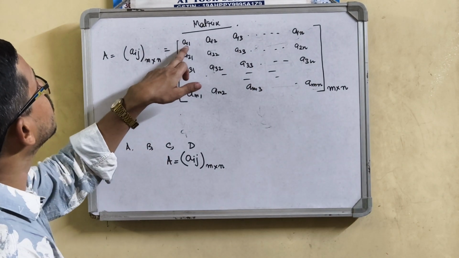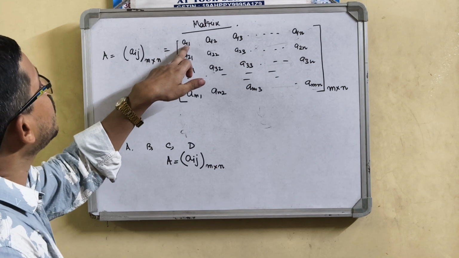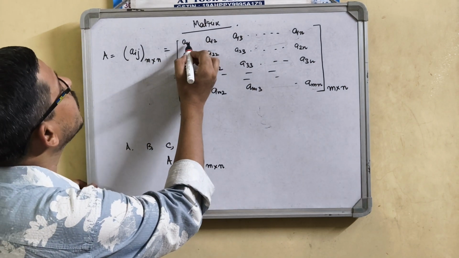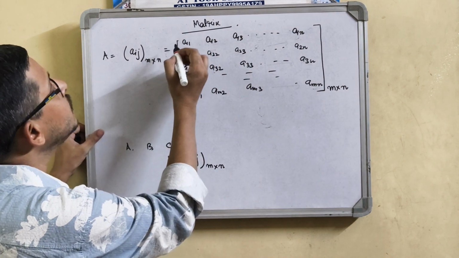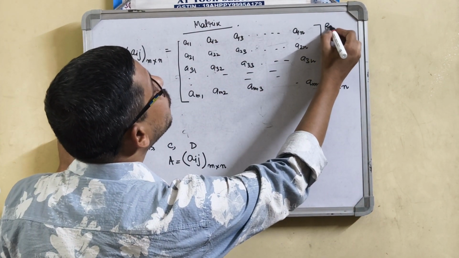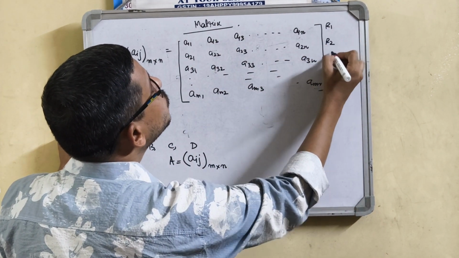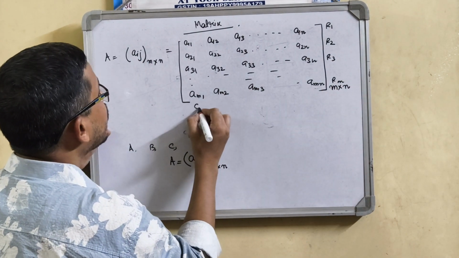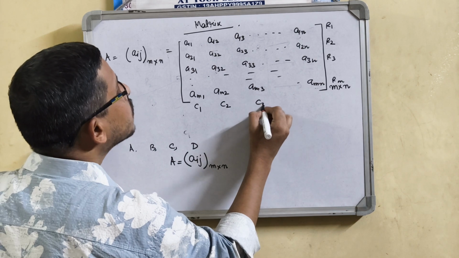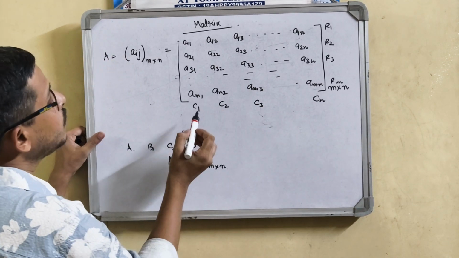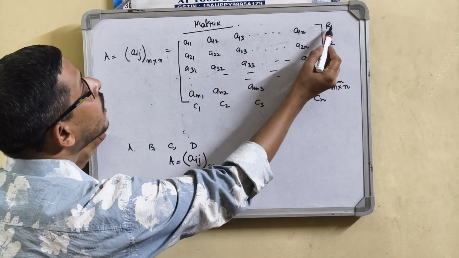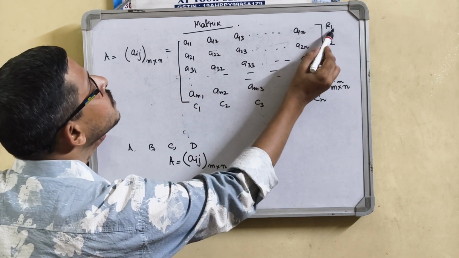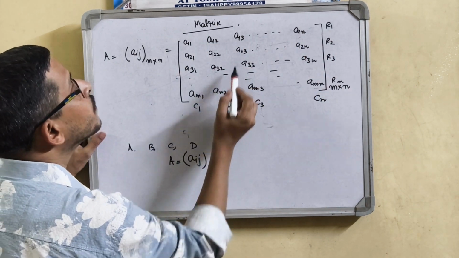Here, in the number written as A11, the first number represents the row and the second number represents the column. This is row 1, this is row 2, this is row 3 and this is row m, and this is column 1, this is column 2, column 3 and column n. So in the representation, A11 is the first row and first column, and A12 is the first row and second column.